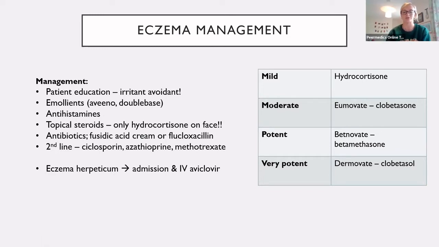Second line therapies, you would be referring to dermatology for these kind of things. So cyclosporine, azathioprine, and methotrexate. Just something to note for the azathioprine as well. A common exam question is what to check before starting on azathioprine. Does anybody know what you would check? So everyone has this enzyme, which is called TPMT enzyme. If they don't have the enzyme, they can't break down azathioprine and it gets toxic. So everyone is checked, first of all, to see if they can metabolize it. It's come up in our exams before. So just something to note.